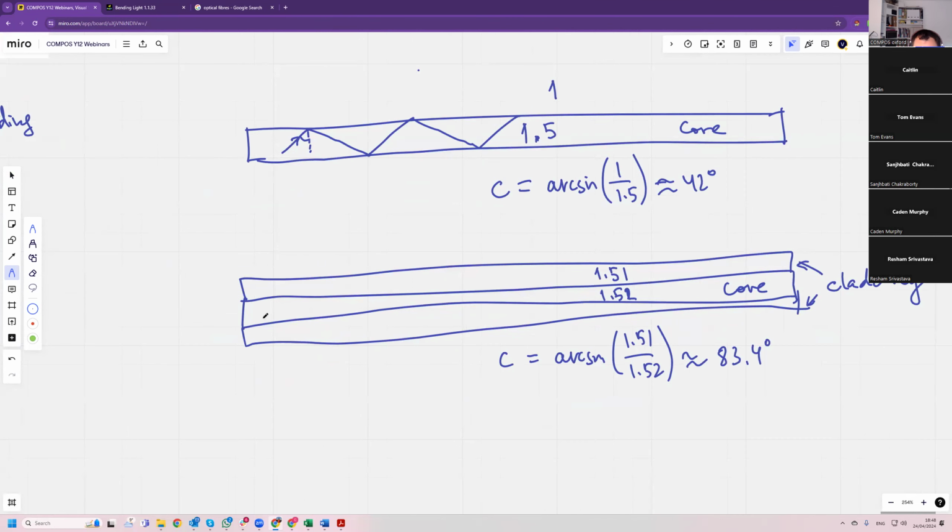That means a light ray falling at 42 degrees will now escape. Anything below 83 degrees will escape. So only the light that goes through at a very shallow angle will pass. This will escape. Only the light that goes very close to the middle will pass through. Everything else will escape.